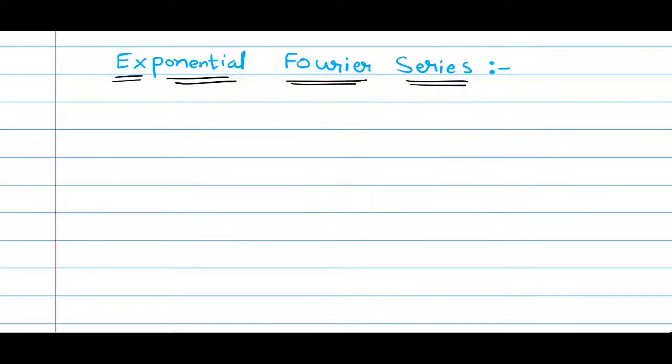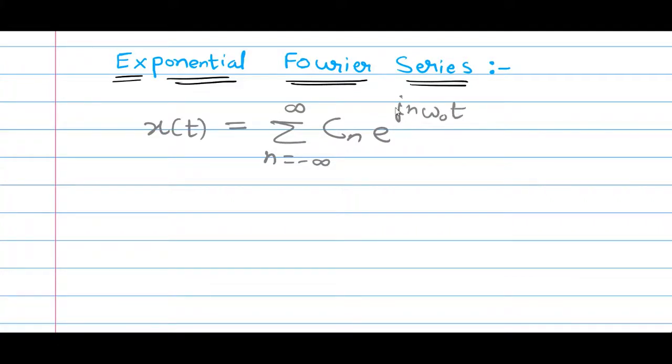The point is exponential Fourier series. Any periodic signal x of t can be represented as x of t equal to summation n equal to minus infinity to infinity Cn e raised to power jn omega 0 t. This is the exponential Fourier series, where Cn is the exponential Fourier series coefficient.